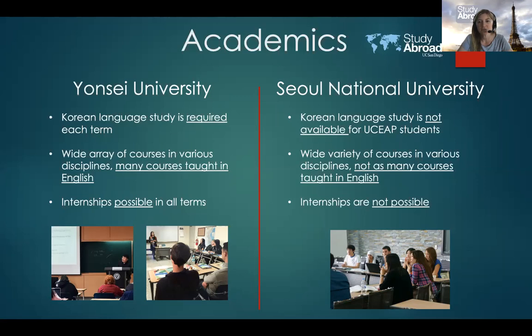And then for Seoul National University, Korean language study is not available for UCEAP students. So if you are hoping to study Korean language, then definitely Yonsei is going to be the program that you'll want to do. So at SNU, again, you cannot study the language. They do have a wide variety of courses in various disciplines, not quite as many courses taught in English. Again, if you're fluent in Korean, you can take courses taught in Korean at either Yonsei or Seoul National University.